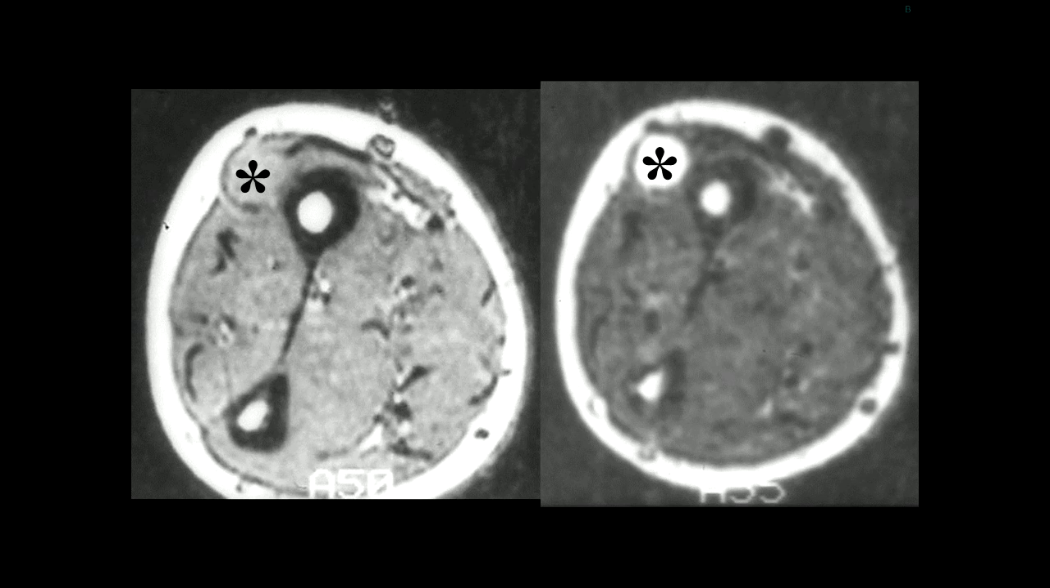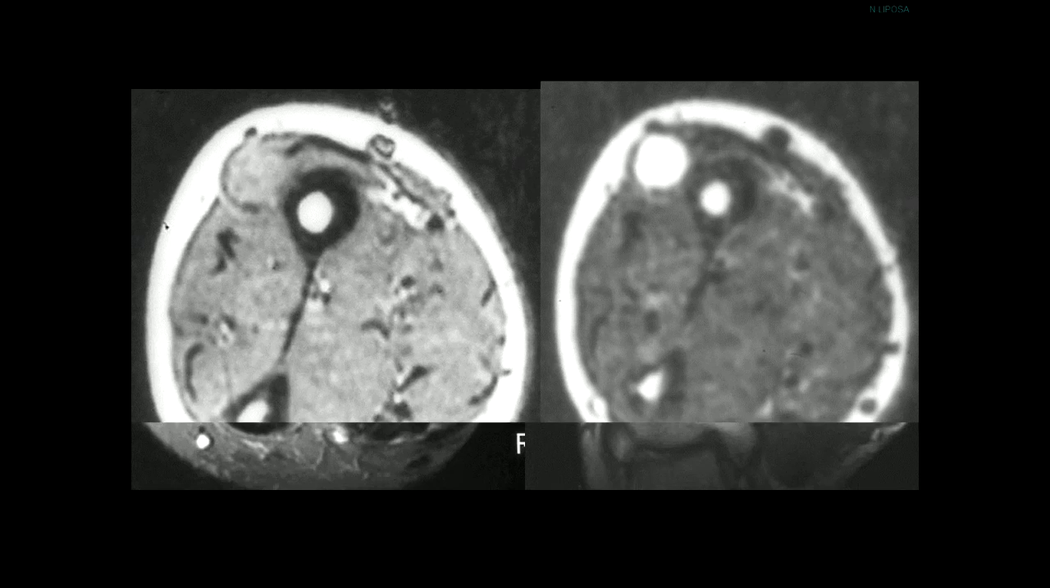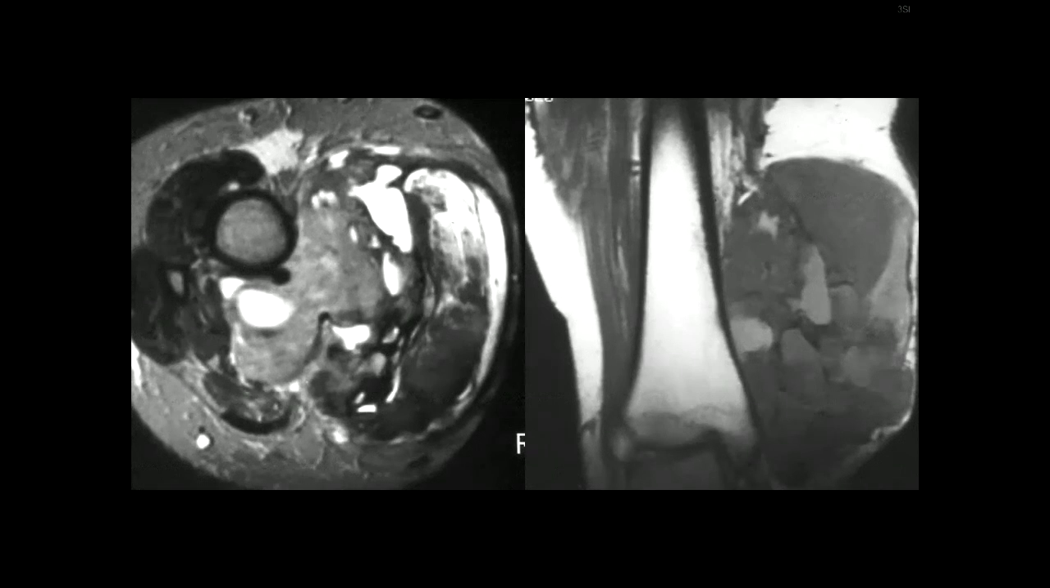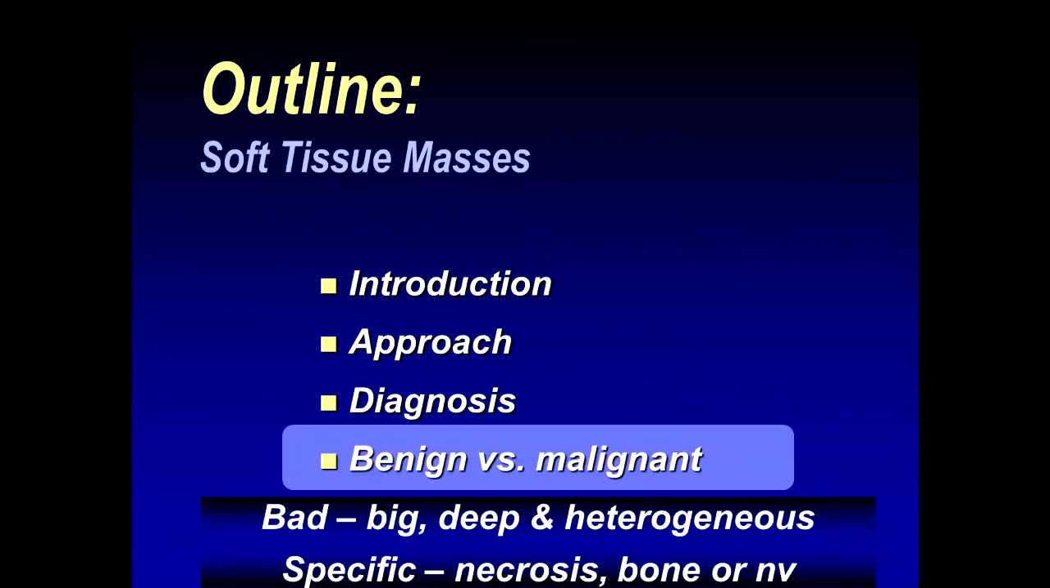Radiographs were negative, but when I have a case like this, I say it's indeterminate as far as benign versus malignant, although the deep location and the history of a slowly growing painless mass is very suspect for malignancy, and this was a synovial sarcoma in the forearm of this 9-year-old. And here another patient with a synovial sarcoma, which had been observed for 3 years prior to medical attention, showing a more typical appearance with this large hemorrhagic mass. So, in general, big, deep, and heterogeneous are all bad signs, and of course the most specific for malignancy is necrosis or bone or neurovascular involvement.